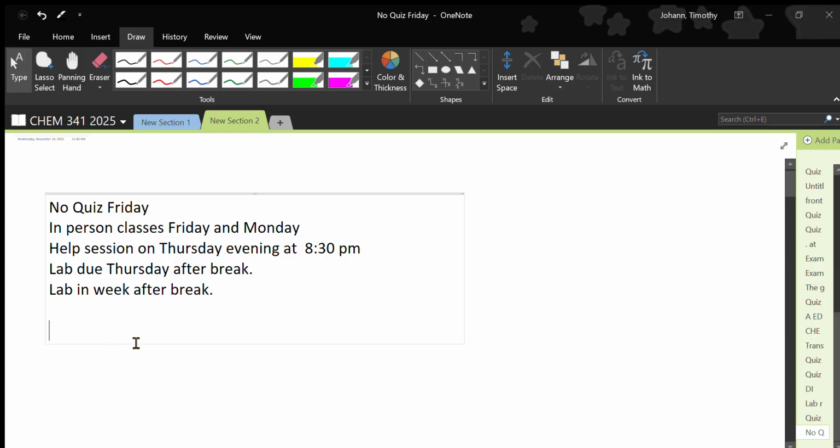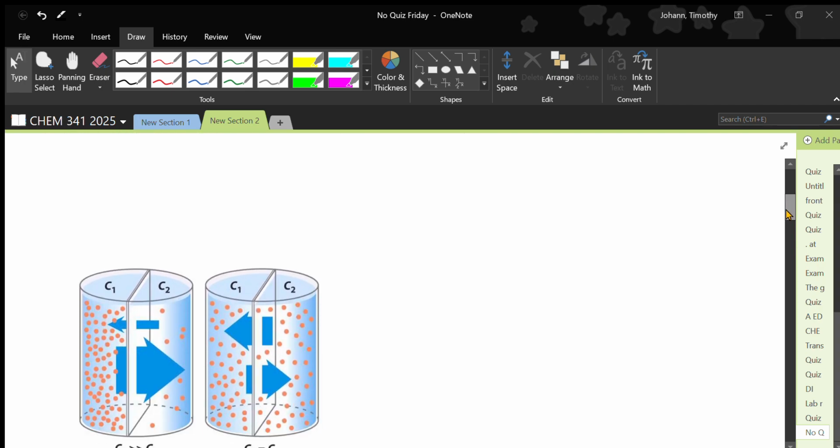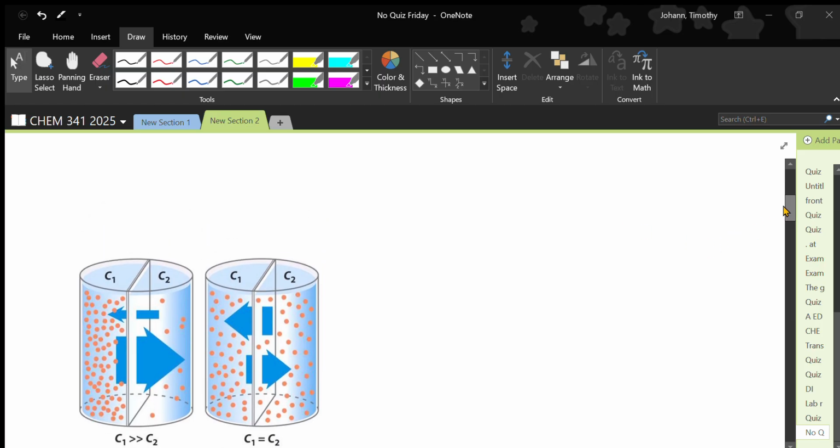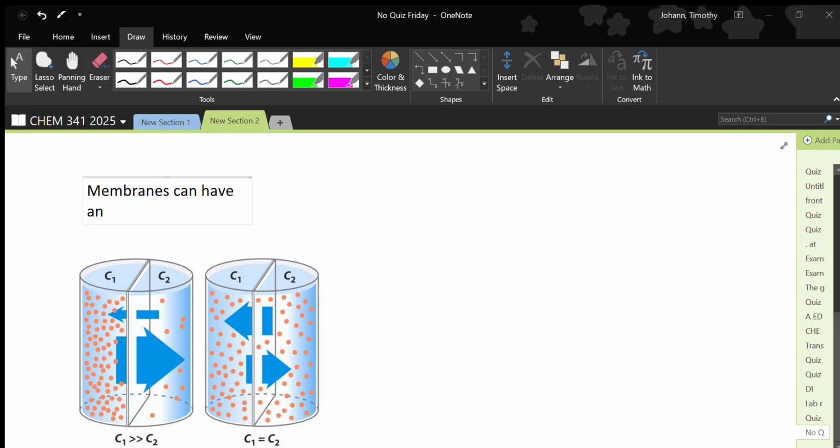And we're going to move on and talk about membranes and getting things across membranes. So I was talking about this concept last time, and I want to talk about it a little bit more, and then we'll look at some examples of membrane transport proteins. So membranes can have an electrochemical gradient across them.